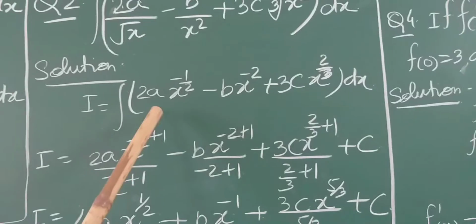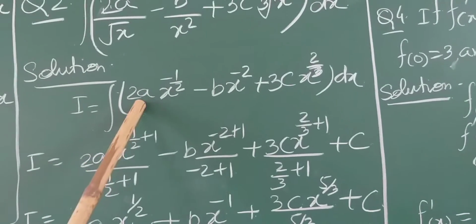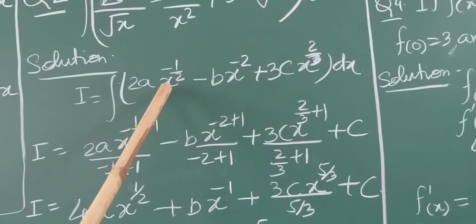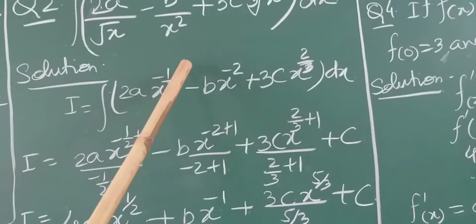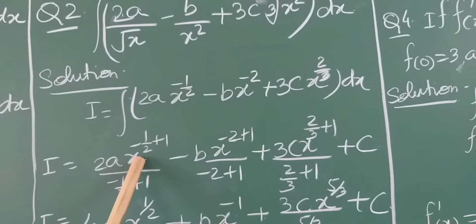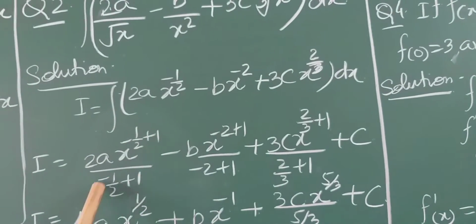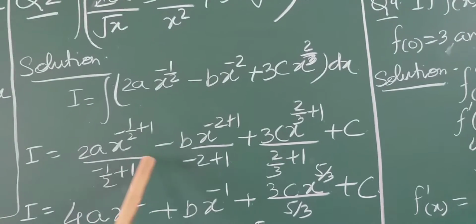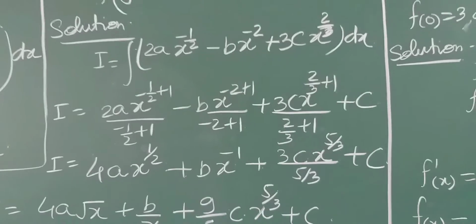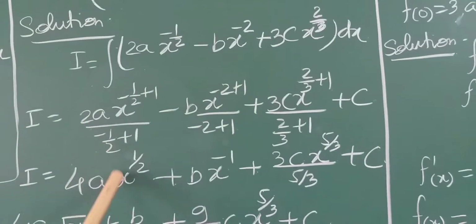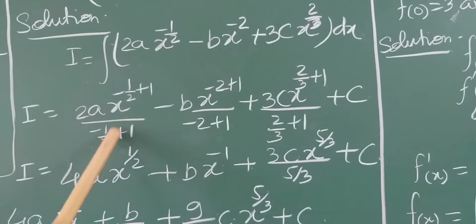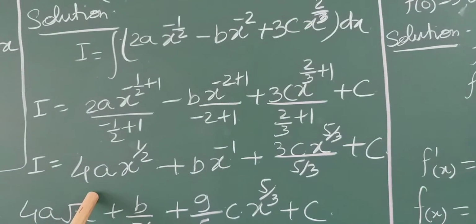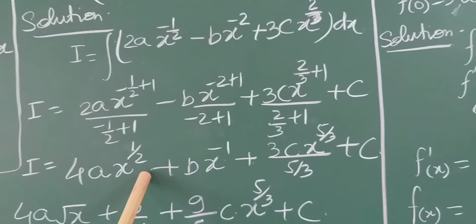So easily we can find its integration. First of all, we will find the integration of the first term, then the second term, then the third term. For the first term, 2a, the formula for x to the power n is x to the power n plus 1 upon n plus 1. So n value is minus 1 by 2: x to the power minus 1 by 2 plus 1 upon minus 1 by 2 plus 1. So it will be 2a x to the power half, and this half will go up and become 4, and x to the power half will remain as it is.